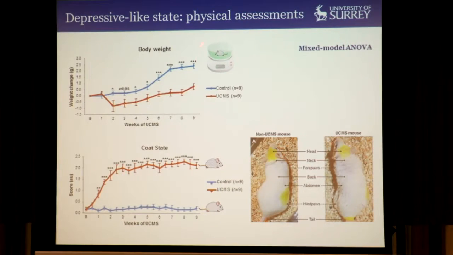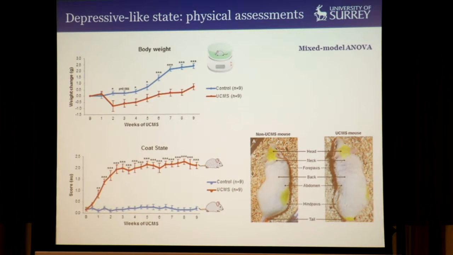So first, if you focus on physical assessment of the depressive-like states, it's actually quite easy to establish in an animal model. The body weight: rodents are increasing weight with age. The way we color-coded, the control group is blue and the UCMS depressive group is red. And while the control group is showing this steady increase in body weight, you see that after baseline, the UCMS group failed to gain weight at the same speed as the control.